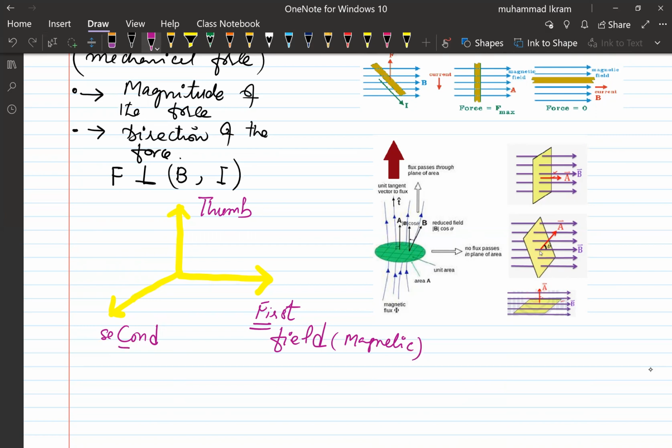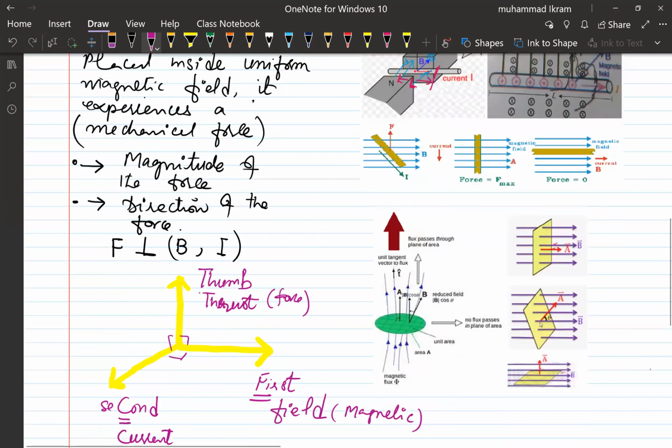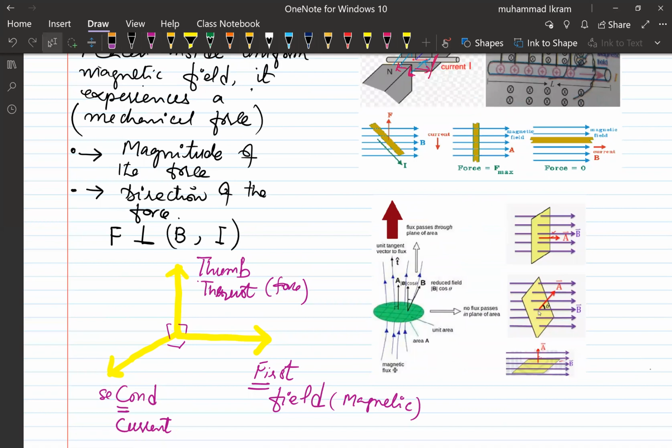The second finger will point in the direction of the current. Then the thumb will be in the direction of the thrust produced by this effect, that is, that mechanical force, right? And you see all are at right angles to each other, for the maximum effect. So the direction can be found by using the Fleming left hand rule.